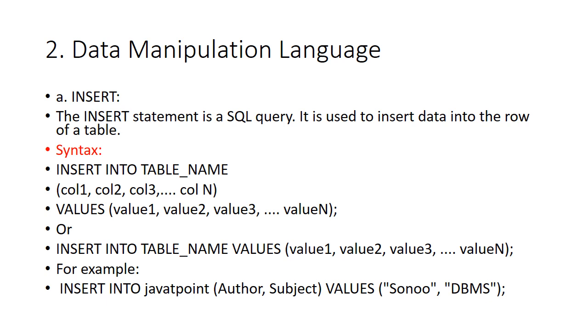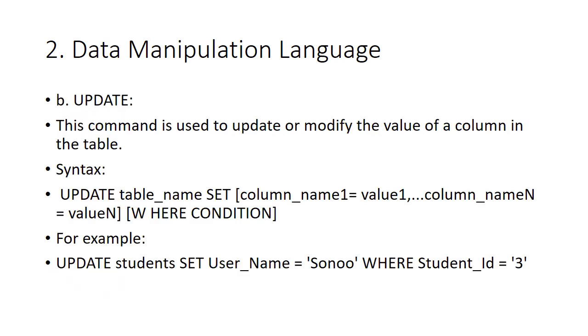For example, insert into Java point, author comma subject. These are the column names and the values are Sonoo comma DBMS. Data manipulation. Another command is update.